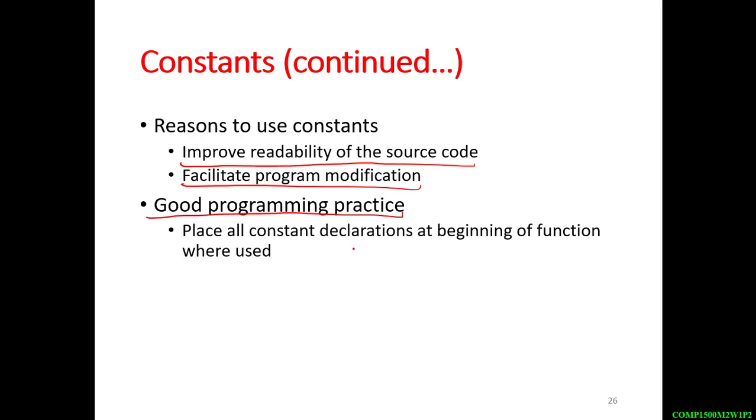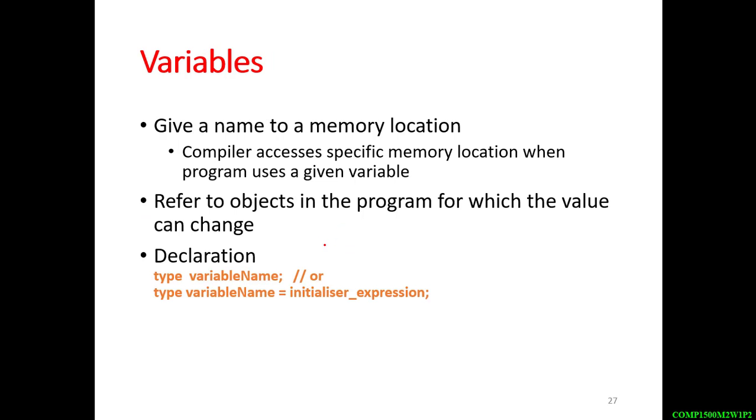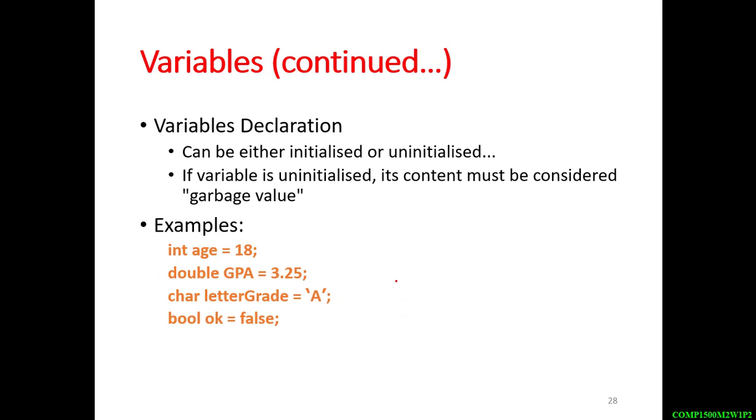So variables give names to memory locations, and they are referred to as objects within our program. We need to declare them. We say the type of the variable, then the name of the variable. You can initialize it or not, it's up to you, but usually we initialize it. If it has no value, we give it a 0 value. So examples of variables: integer age is equal to 18, double GPA is equal to 3.25, character letter grade is equal to A, Boolean OK is equal to false. These are all different types of variables.